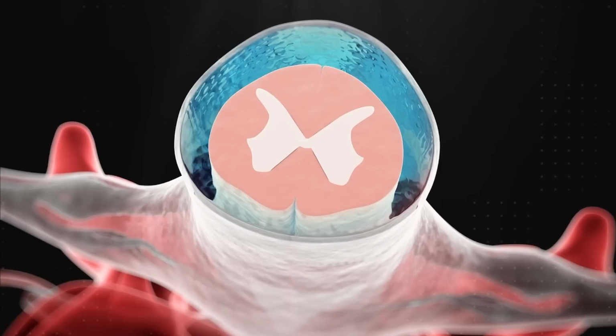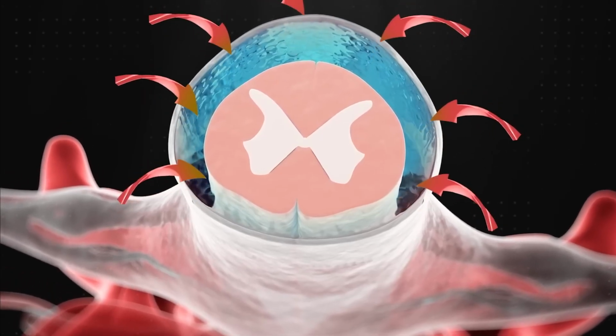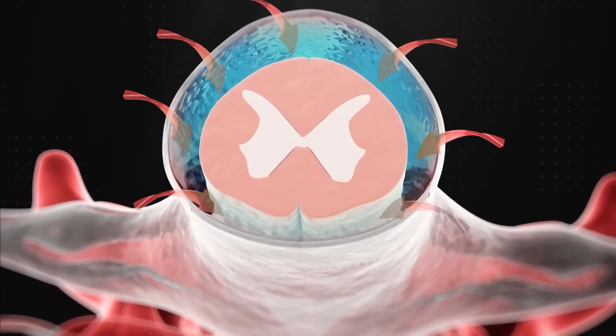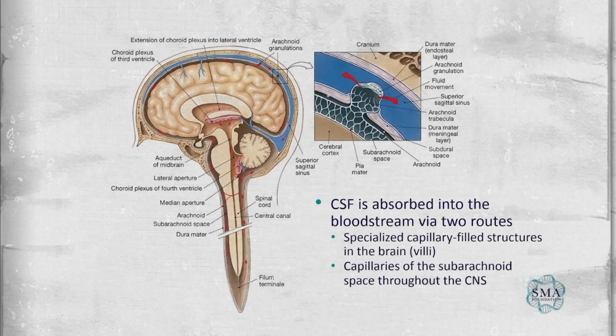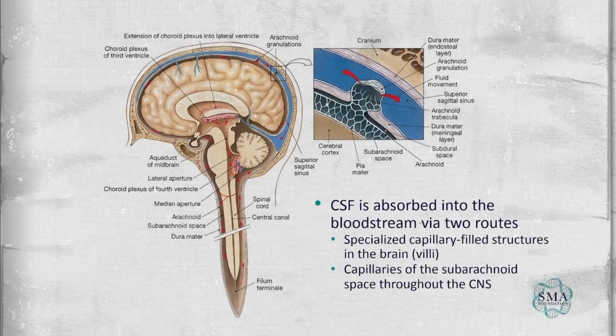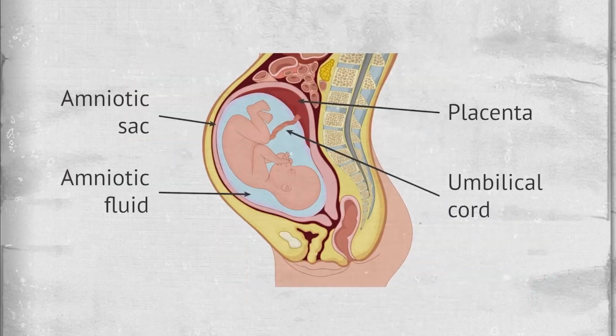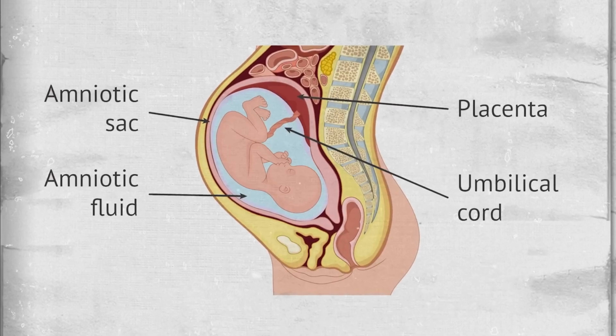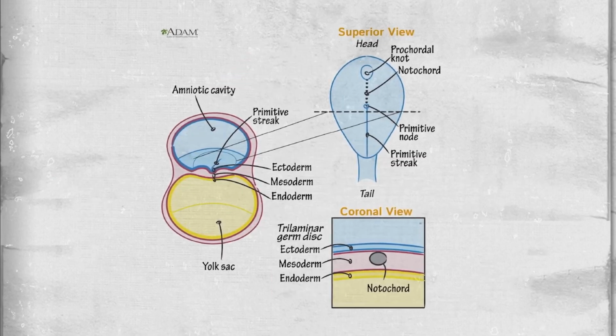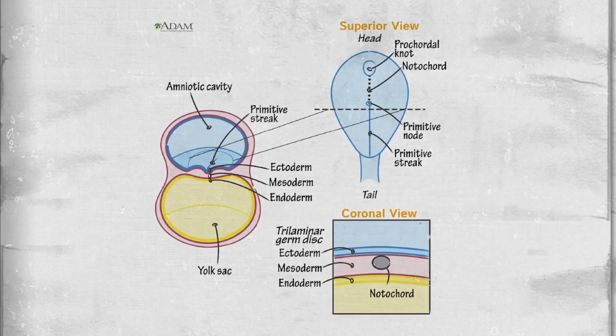Additionally, it flows within a central hollow canal located inside your spinal cord. This fluid's presence throughout your central nervous system is a testament to its fundamental importance right from the earliest stages of development. This understanding is very important, and everything will make sense in just a moment.